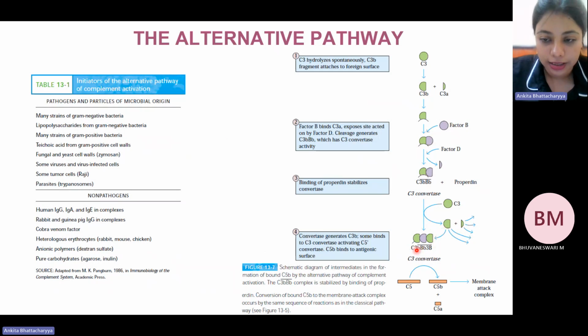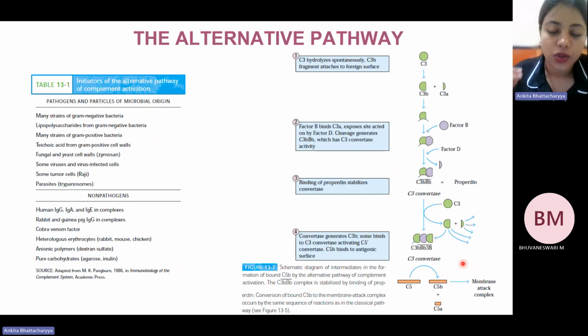That is being denoted in this manner, and this is the final C3 convertase. It can very easily be confusing. Please don't get confused. Remember that the converging step is C3 convertase. What you need to understand is that the way in which you arrive at the step where C3 convertase is synthesized is very different in the classical and the alternative pathway. That's all you need to keep in mind.